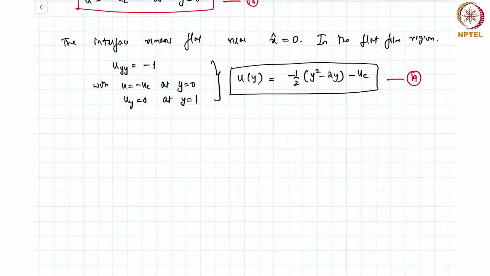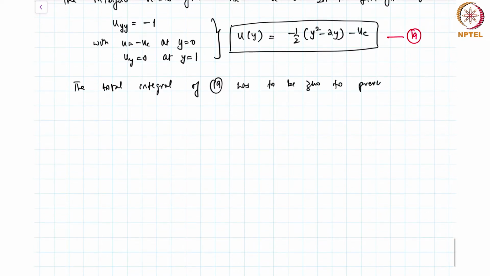Okay. Now the total integral of this quantity, if you calculate it, has to be 0. Why should it be 0? Because we want the entire film to be stationary. Let me write that down. Total integral of 19 has to be 0 to prevent the interface from changing shape. Because if there is a net flow rate into the interface, then the interface will locally bulge in a few places and deplete in a few places, and that will lead to a change in the shape of the interface.